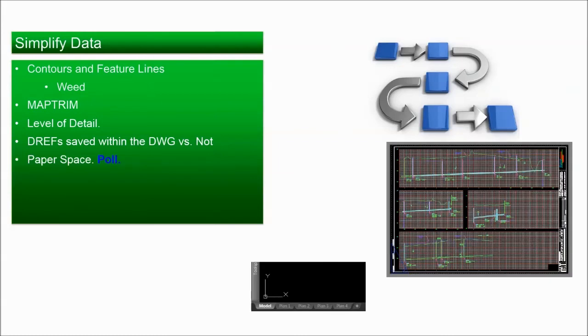Paper space. The fewer paper space tabs you have, the fewer viewports you have, the better. If you need to put 30 tabs, each tab having 10 viewports, that's sort of a recipe for slowness. So try to limit the number of tabs and viewports you have.